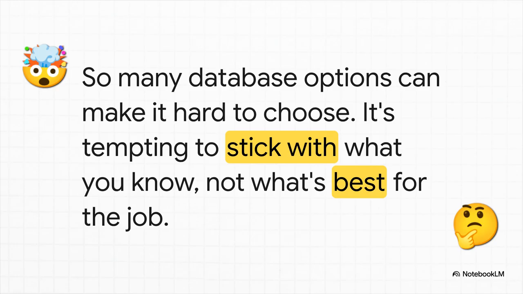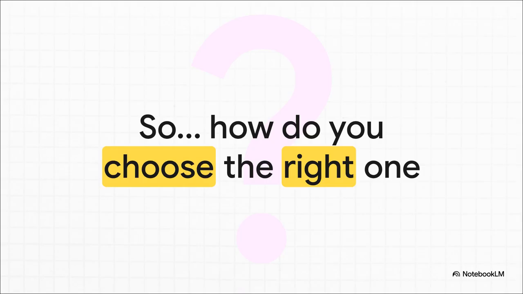But all that choice leads to a classic problem, right? The paradox of choice. It's so easy to get a little overwhelmed and just default to what you've always used, even if it's not the best fit for what you're building now. So, how do you choose the right one? How do you cut through all that noise? Well, don't worry, we're going to walk through a really simple framework to help you navigate all these options and feel confident in your decision.